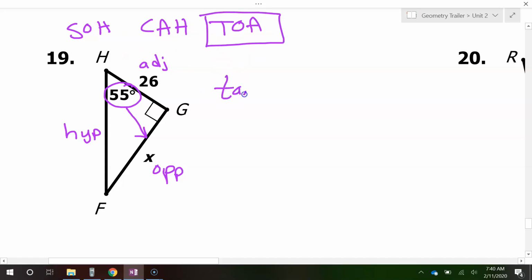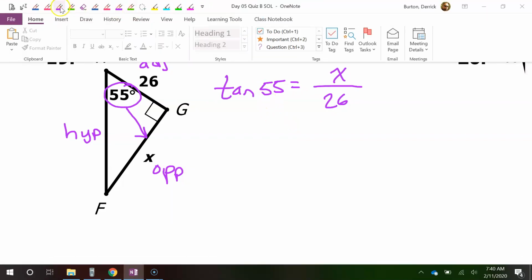So we will write down tangent. Tangent of the angle. Don't forget the angle. All right, so tangent is opposite over adjacent. So that's x over 26. All right, is this the one where we multiply? Is this one where we swap? Or is this where we do the inverse?